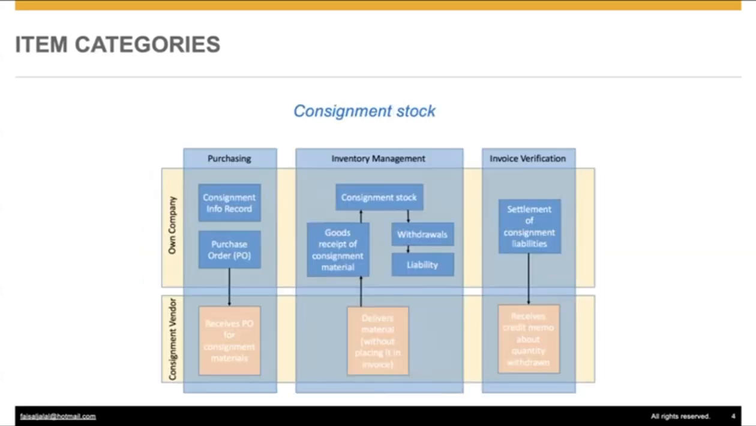Another item category is consignment stock. When a company purchases materials on consignment, it pays the vendor only when it uses or sells the material. For this category of materials, therefore, there is no invoice receipt step. Instead, it settles the liability via credit memo.